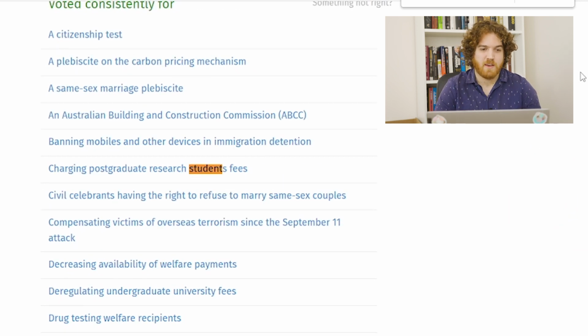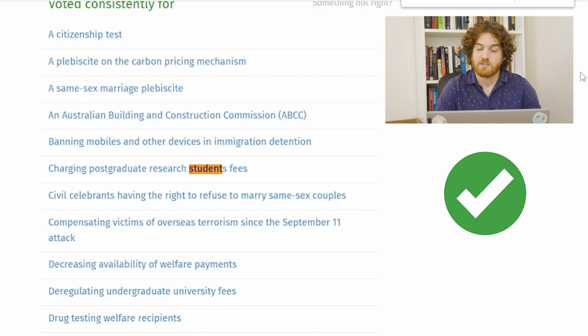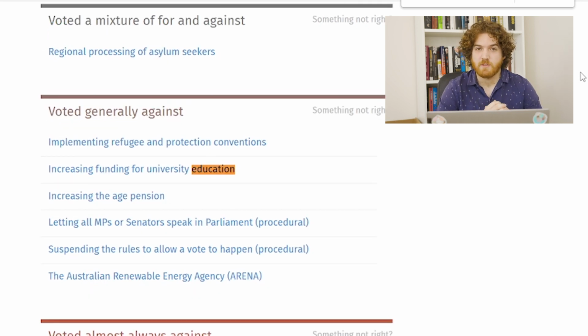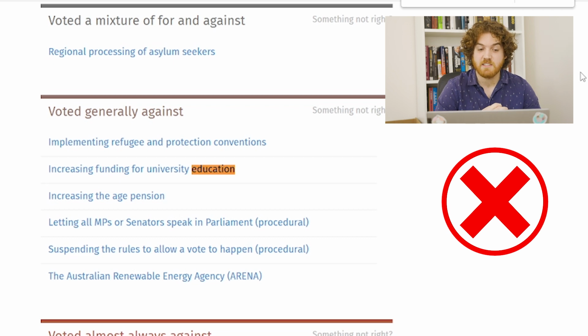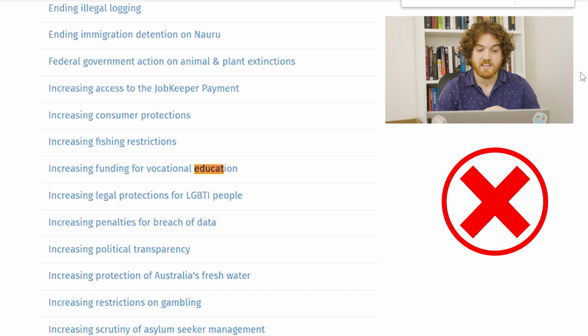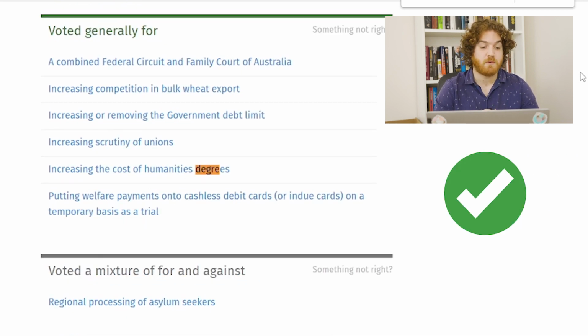So we have Scott Morrison voting consistently for charging postgraduate research students fees. Morrison has voted generally against increasing funding for university education and has voted against increasing the funding for vocational education, and voted generally for increasing the cost of humanities degrees.